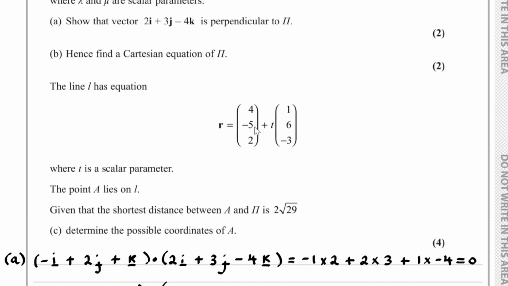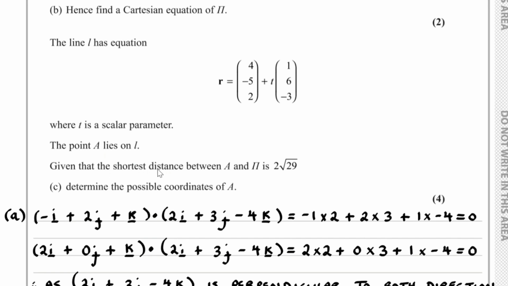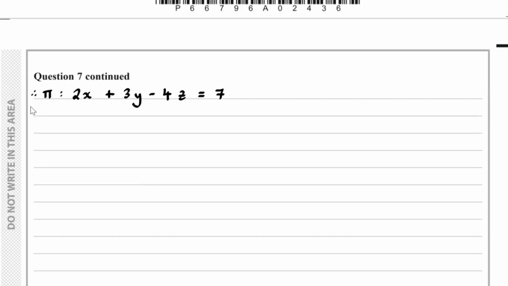Now for part C, the line L has equation r equals (4, -5, 2) plus t lots of (1, 6, -3), and t is a scalar parameter, and the point A lies on L. Given that the shortest distance between A and pi is 2 times the square root of 29, we have to determine the possible coordinates of A. Well, we begin by letting A with coordinates 4 plus t, minus 5 plus 6t, 2 minus 3t lie on L. So this coordinate here lies on L.